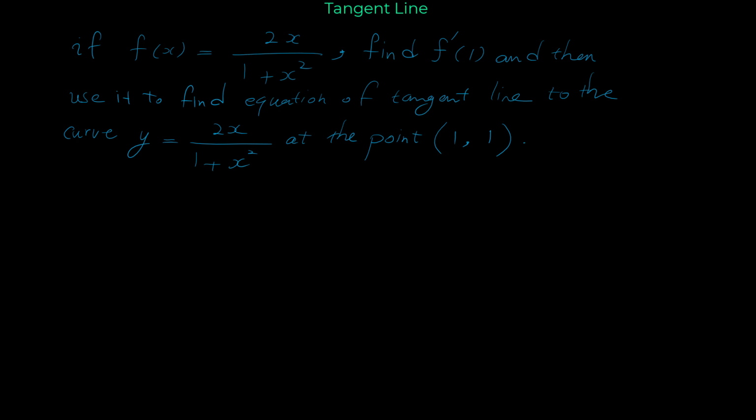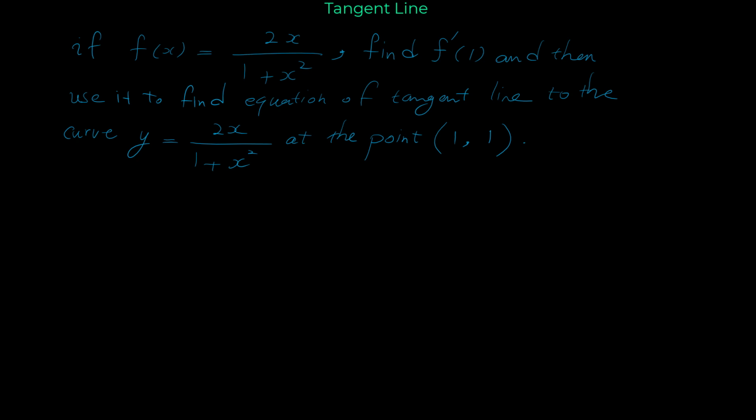Hello and welcome. In this video, we want to do a question related to the definition of derivative and the tangent line. If f of x equals 2x over 1 plus x to the 2, find f prime of 1 and then use it to find the equation of tangent line to the curve y equals 2x over 1 plus x to the 2 at the point (1, 1).